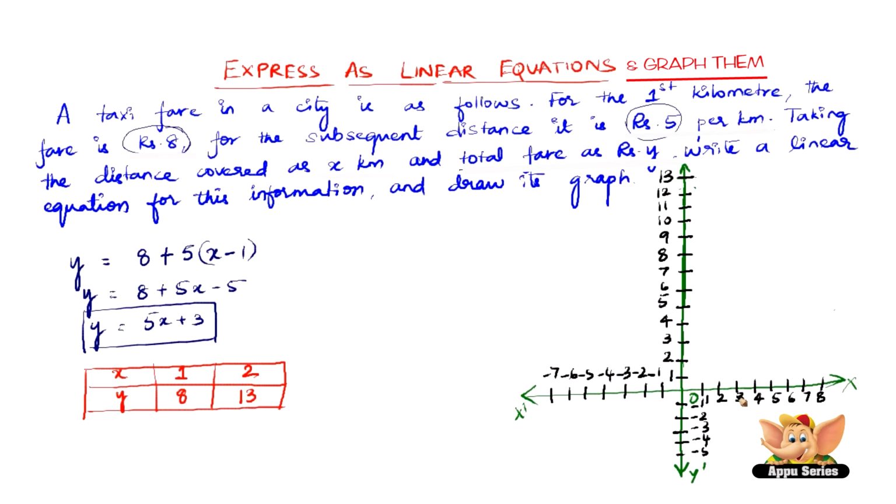So now let us plot the first point, 1, 8. We have x as 1 and y as 8. This is the first point, that is 1, 8. The second point is 2, 13. So here is 13, this is 2, and here we have another point, which is 2, 13. All we have to do now is join these points.